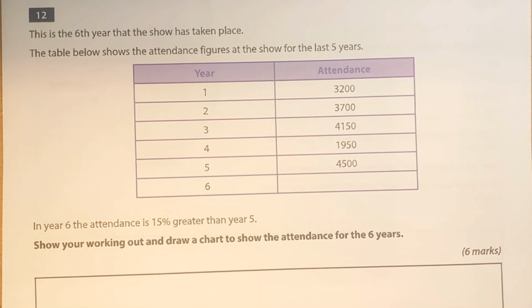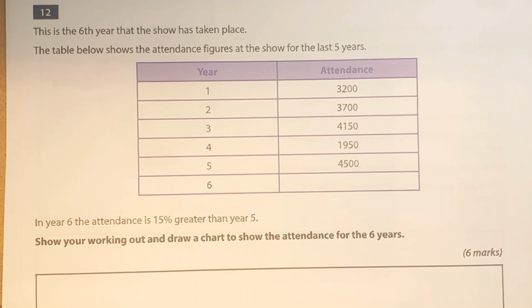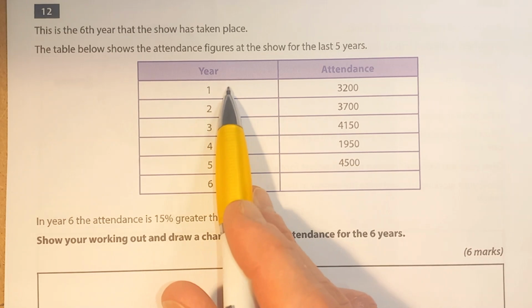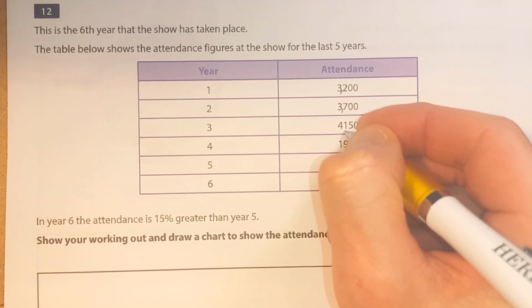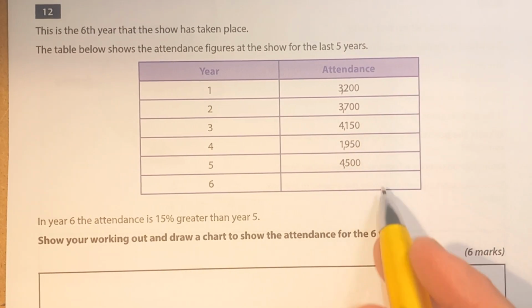Question 12. This is the 6th year that the show has taken place. The table below shows the attendance figures at the show for the last 5 years. So in year 1, there was 3,200. I'm going to put my commas in to make it easier to read. Year 2, 3,700, and so on.